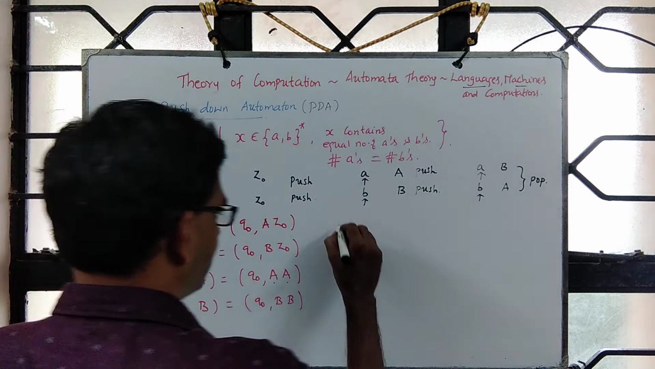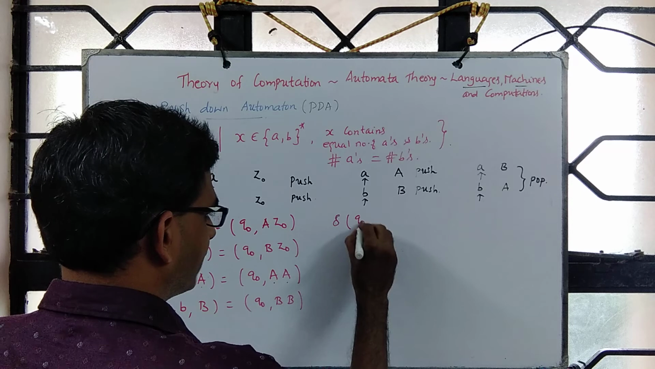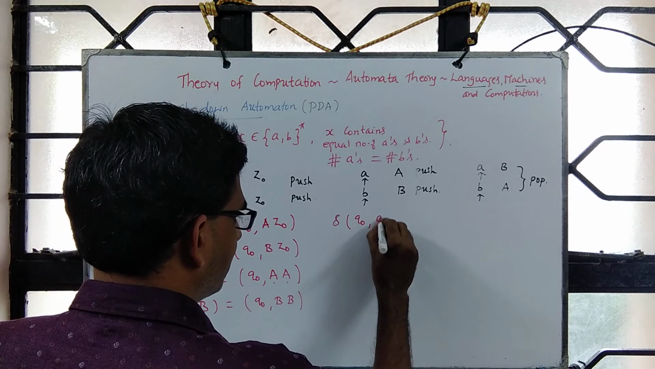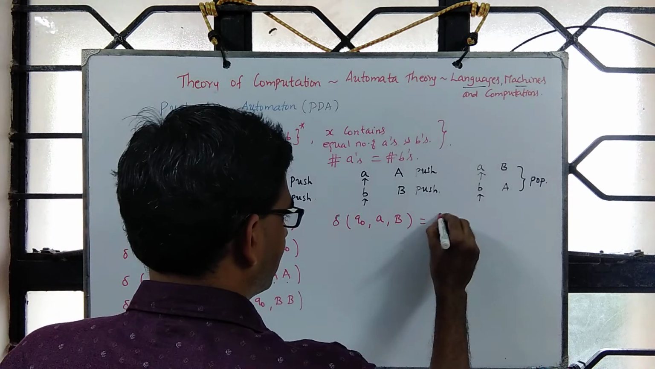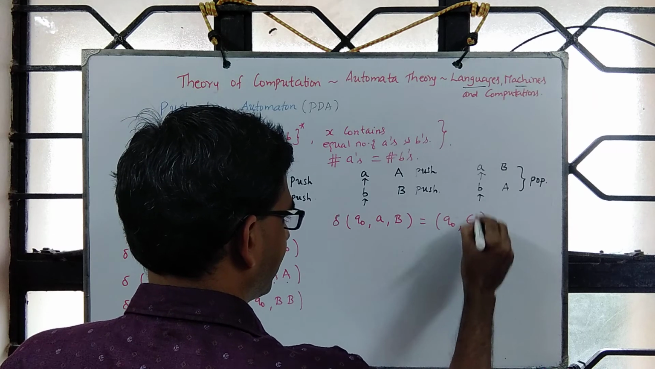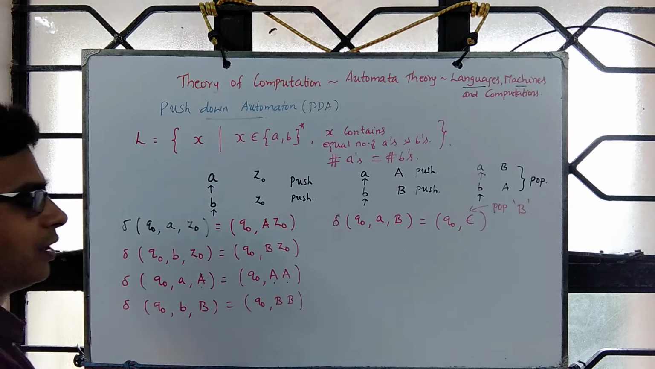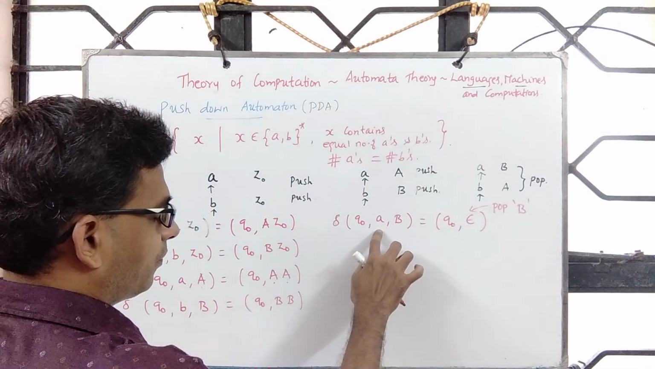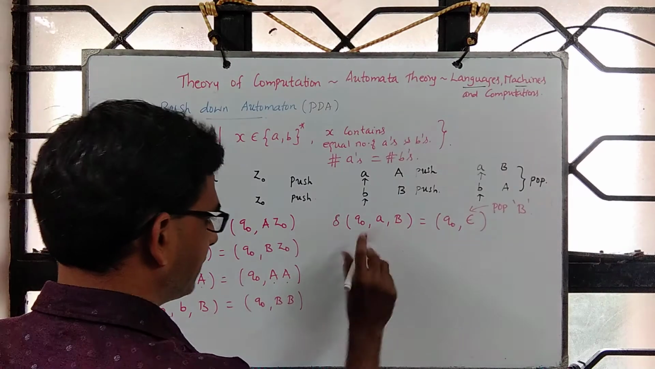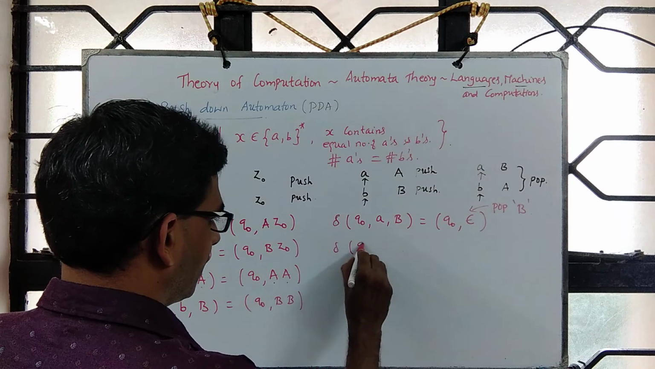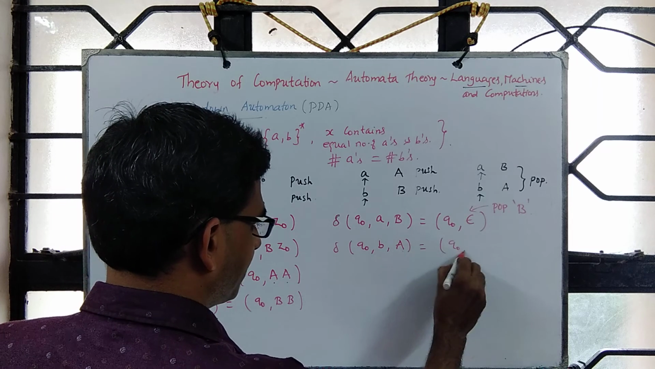Okay. Now let's look at this part. Delta of Q0 comma, say I read small a, but now the stack contains capital B. In this case, we want to perform pop, so we write like this. This means pop the top symbol, which is B here. So what is this telling us? The A that we are reading now is the corresponding A for this B. There is a match between this A and B. Delta of Q0 comma, we read a B, the top symbol is A, which means perform pop.